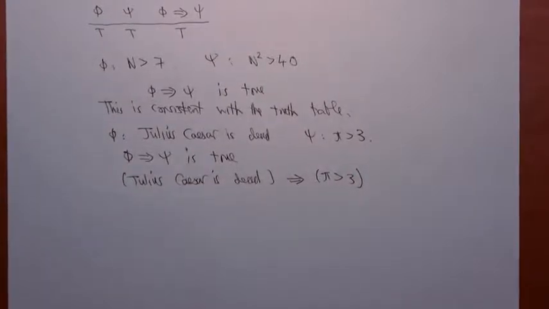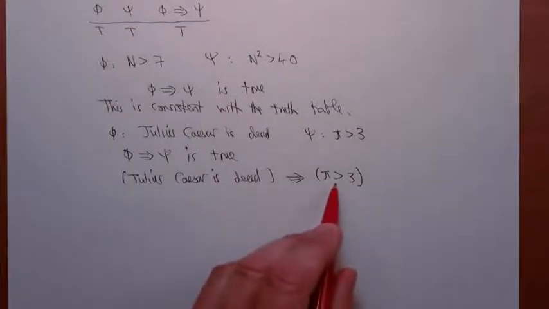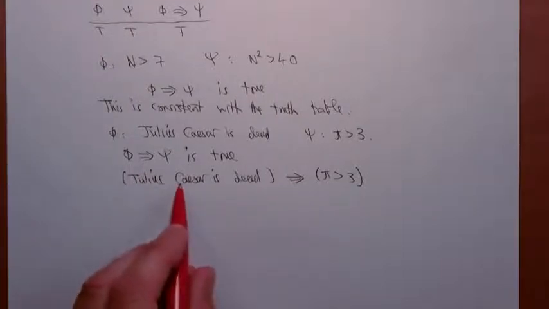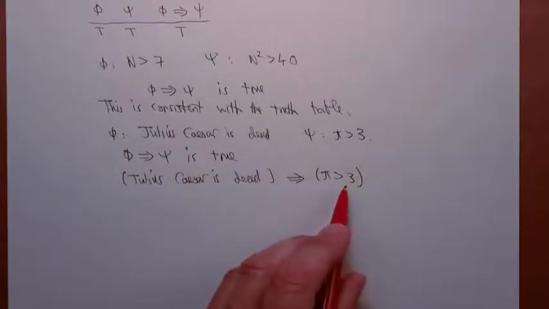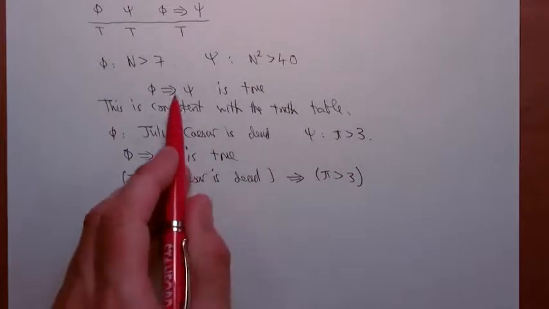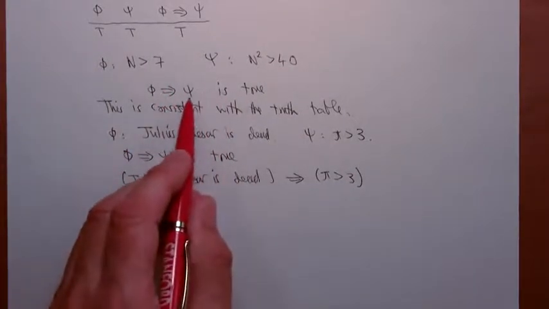Now, if you read this as Julius Caesar is dead implies pi bigger than 3, then you're in a nonsensical situation. But remember, this isn't implication. This is just the truth part of implication. And in terms of the truth part, there's no problem. That's true. That's true. The conditional is true.